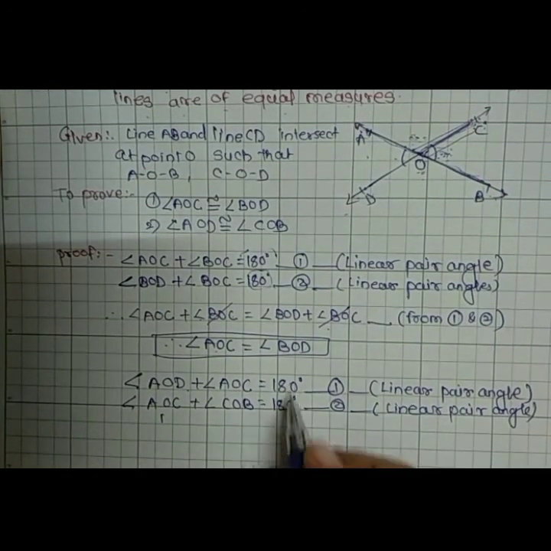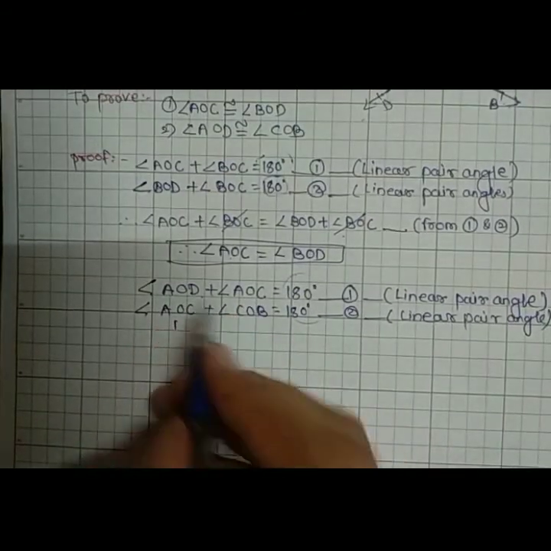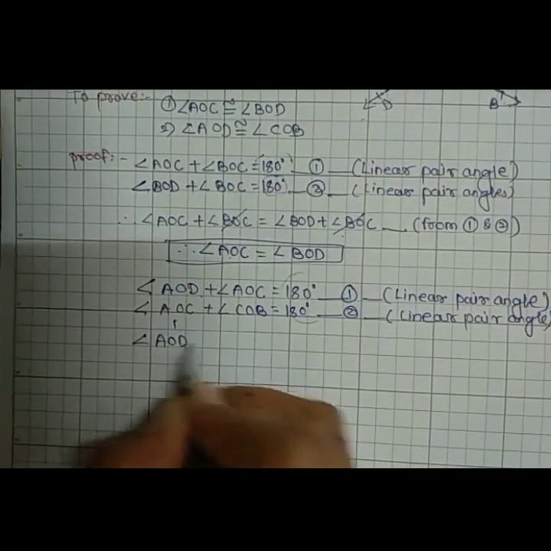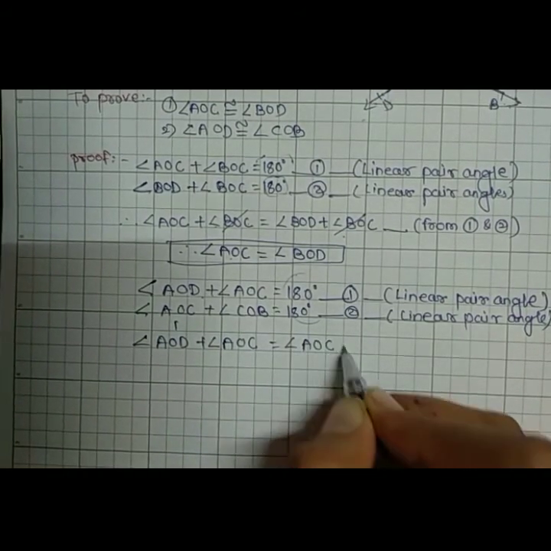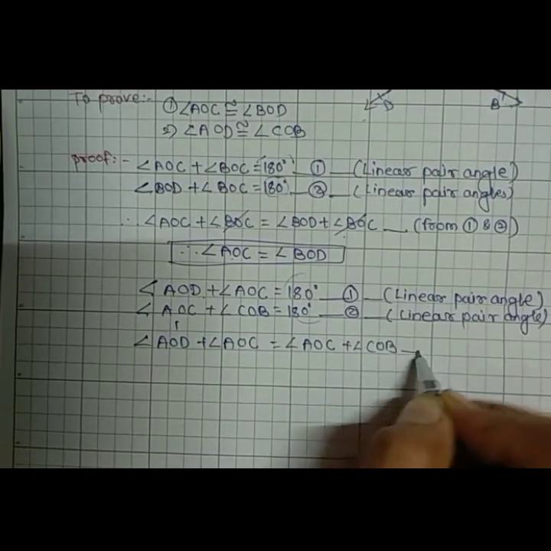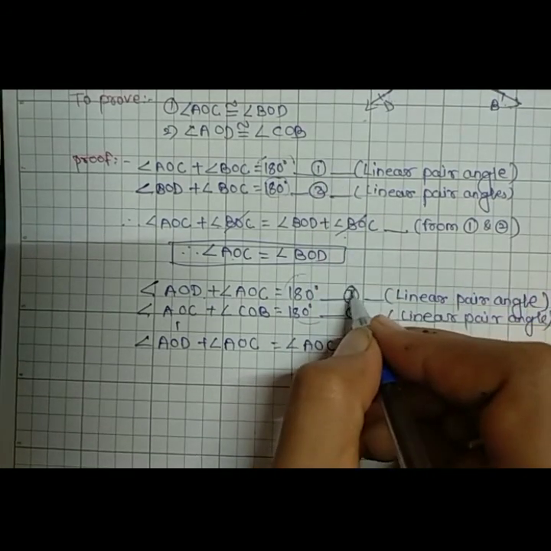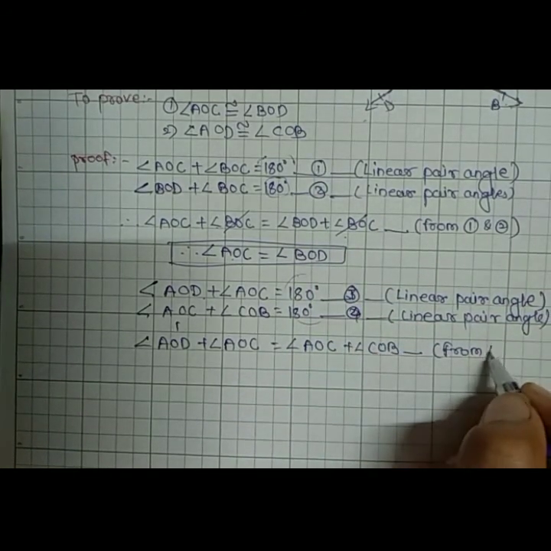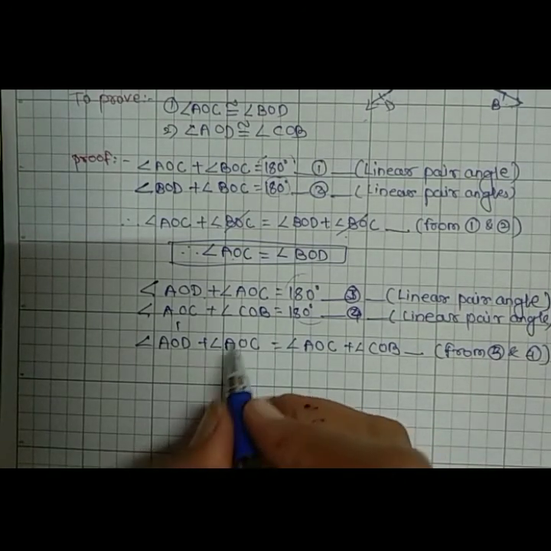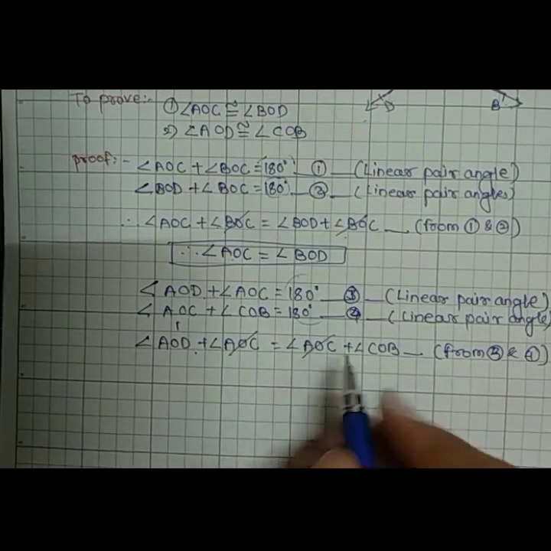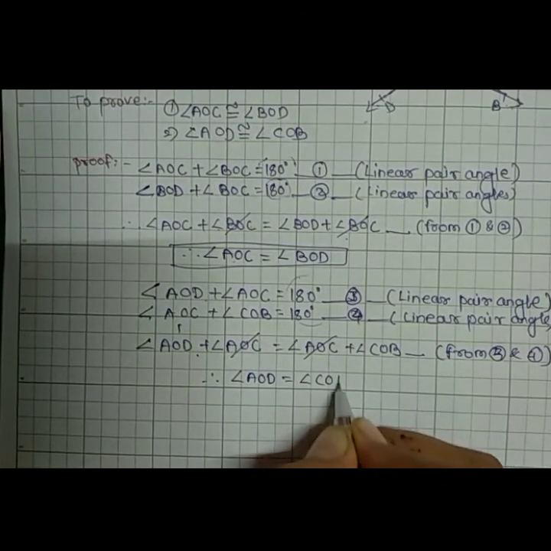So here from 1 and 2, RHS is equal, then LHS are also equal. So angle AOD plus angle AOC is equal to angle AOC plus angle COB. The reason is from 3 and 4. Then here angle AOC gets cancelled. Therefore angle AOD equals angle COB.